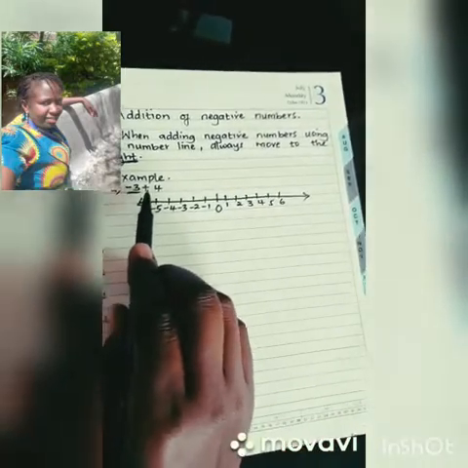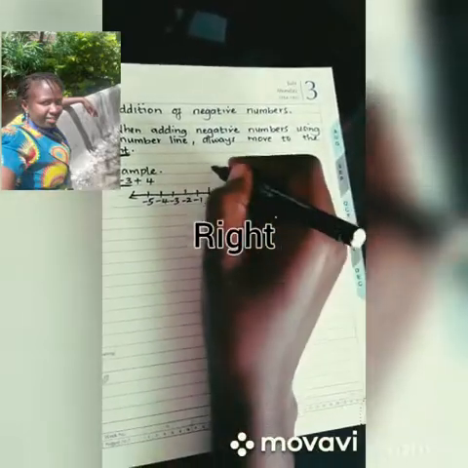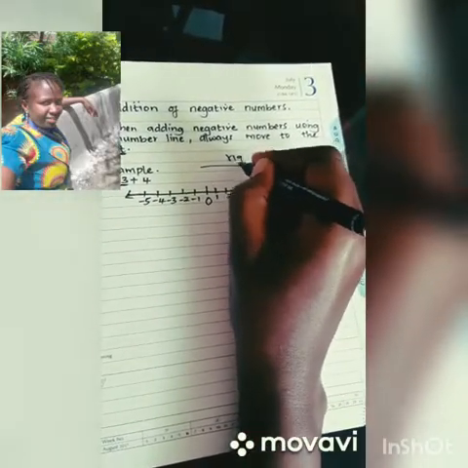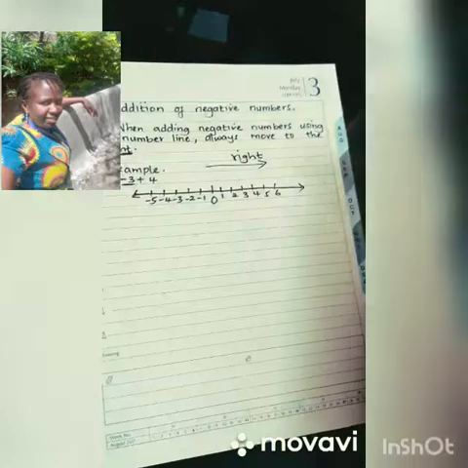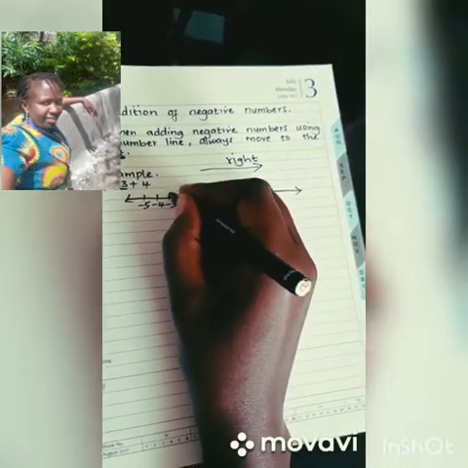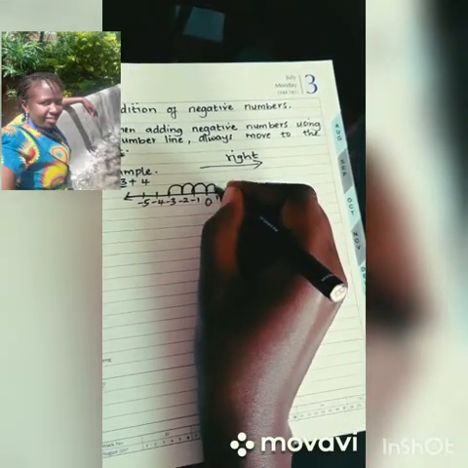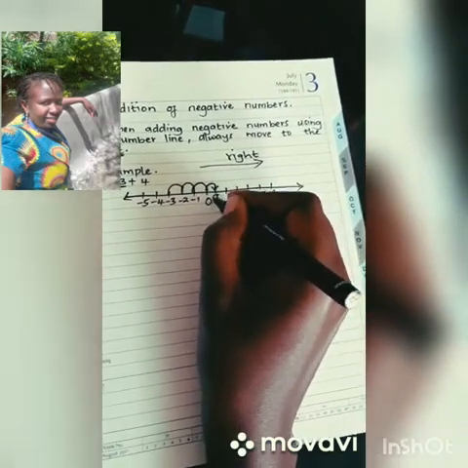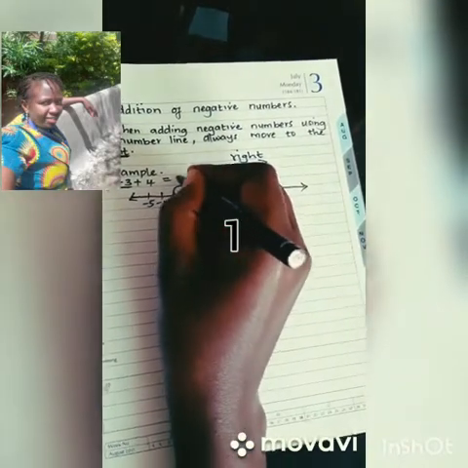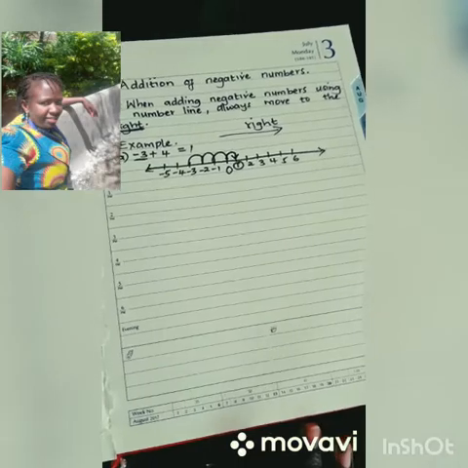Now, negative 3, we are supposed to plus 4. So we've said you move to the right. This is the right side. We'll move to the right this way. So it will be negative 3 plus 1, plus 2, plus 3, plus 4. What is our answer? Our answer is what? 1. Our answer is 1.